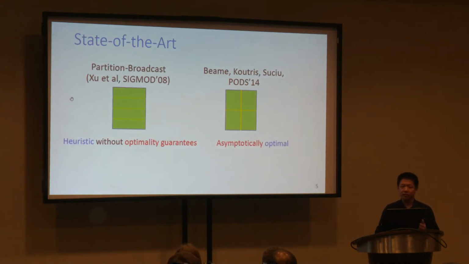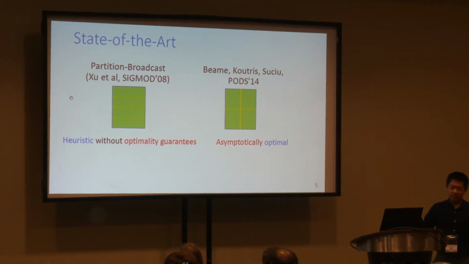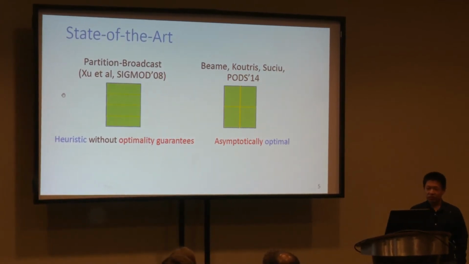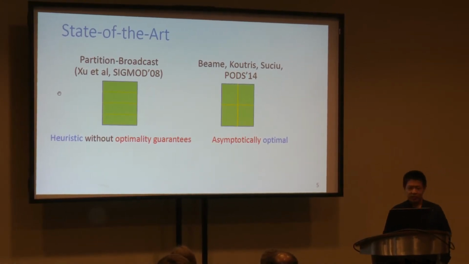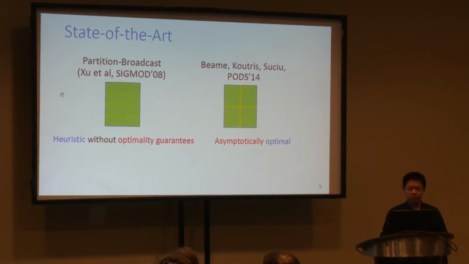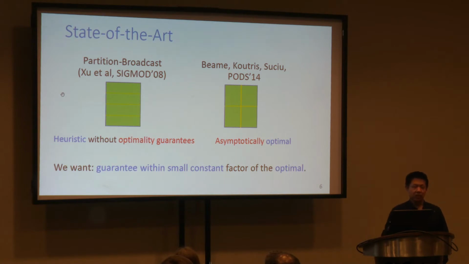Let's see how state-of-the-art algorithms partition these heavy hitters. The first one is called partition broadcast. It existed since the dawn of distributed databases, and 10 years ago, Xu et al. revisited this problem. This algorithm is actually a heuristic without any optimality guarantee. The second one was proposed more recently by Bim, Kuchis, and Suchiu. The algorithm is more complex and has some optimality guarantee, but it is only asymptotically optimal. What we want, actually, is some guarantee that the solution is within a small constant factor of the optimal.